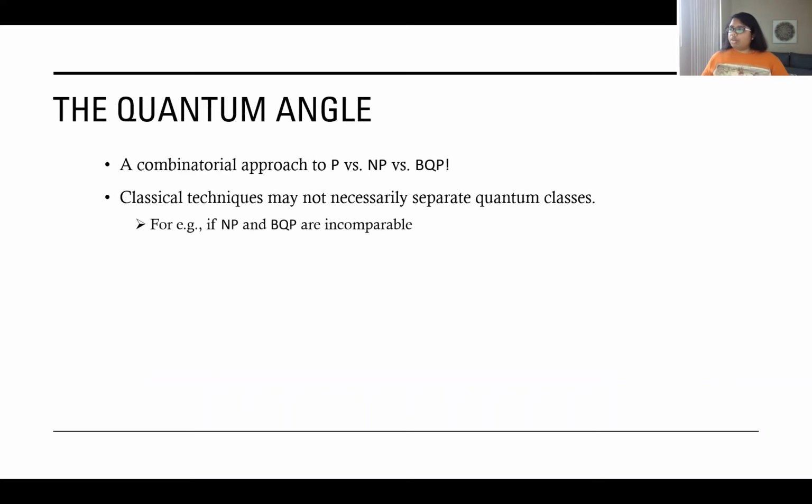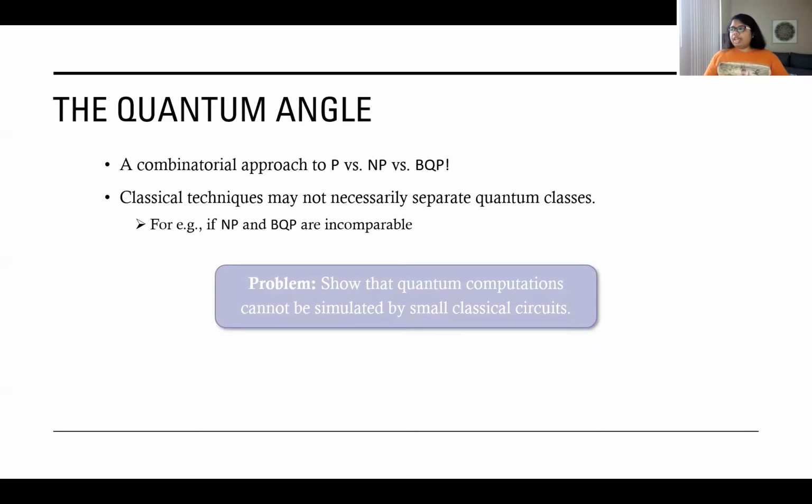One thing to note is that the classical techniques that exist may not necessarily help to separate quantum complexity classes. For instance, if NP and BQP are incomparable, the same techniques may not work. Secondly, if certain assumptions that work in the classical setting, like hardness of factoring type results, don't work in the quantum case, you need to move into new assumptions like hardness of LWE and so forth. So you need to still think of what this means. The problem then that you care about is, can you show that quantum computations cannot be simulated by any small classical circuits?